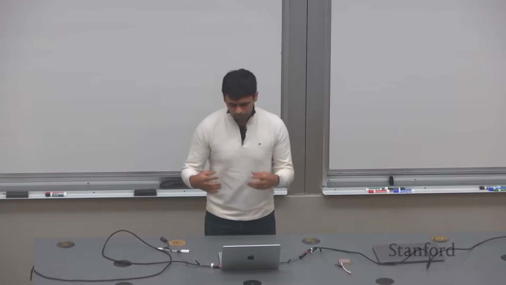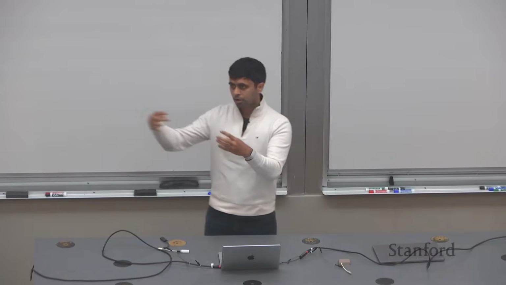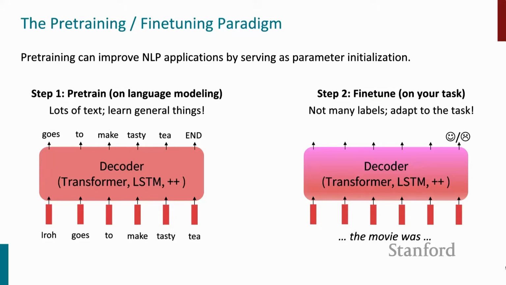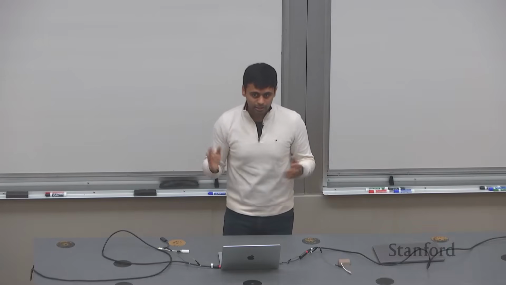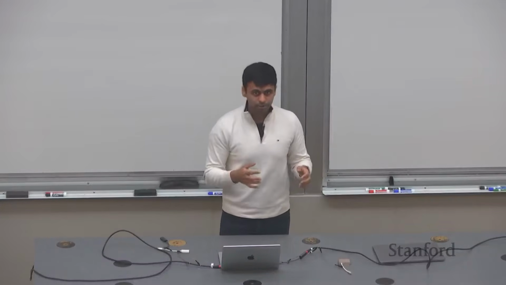So how does fine-tuning work? You collect a set of inputs and you have some target outputs, and then you improve the log likelihood of these target outputs. So in this step 2, you have this input, which was "the movie was something, something," and then you have some target output, which is good or bad, and the model learns to predict whether the output was good or bad. And that's really the main difference between fine-tuning and pre-training.